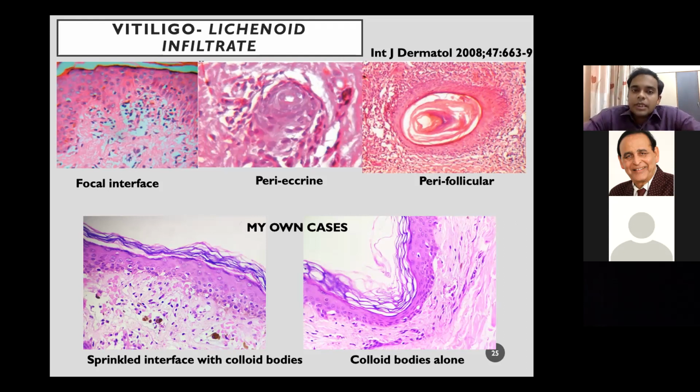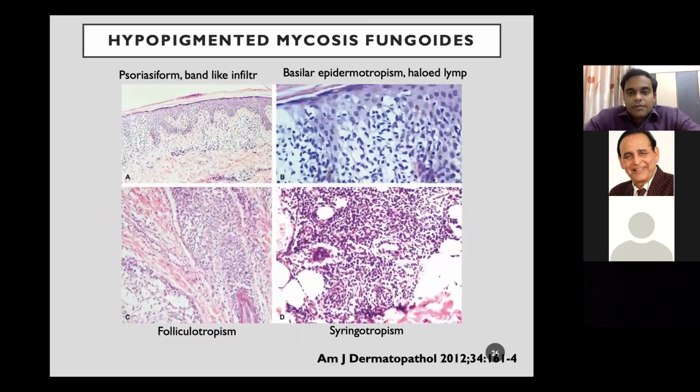But inflammation or interface dermatitis in vitiligo is not uncommon. This particular case series published in the International Journal of Dermatology is also from one of our colleagues, Dr. Sasi from Vizag. He saw a lot of infiltrate at the interface in the periacrine location, perifollicular location. So it can be there in early cases of vitiligo.